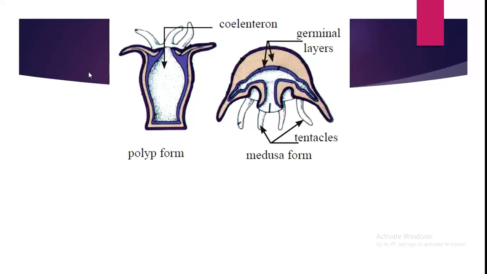If we consider the habitat of these cnidarians, they are aquatic. All of the cnidarians are aquatic. Most of them are marine. That means they live in the ocean. There are few freshwater varieties as well. When we consider the nutrition, all of them are predators. They have the ability to attack and paralyze small organisms by using nematoblasts.